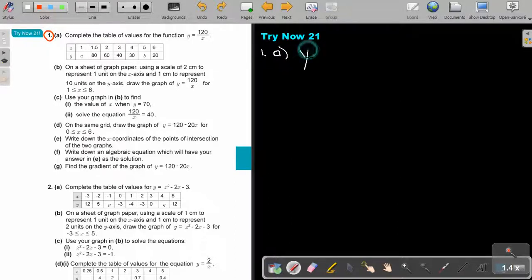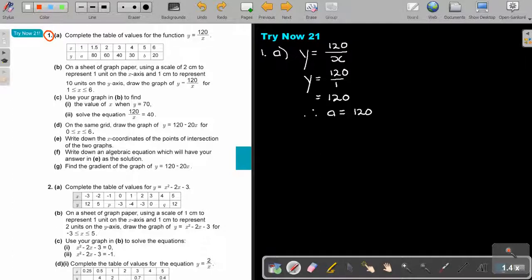So the function is y equals 120 over x. How do I find the value of A? y equals 120 over 1, and that is just 120. So don't forget, therefore, A is equal to 120.